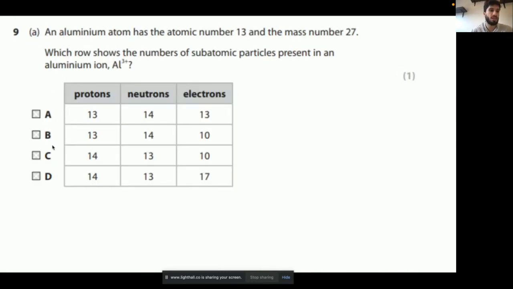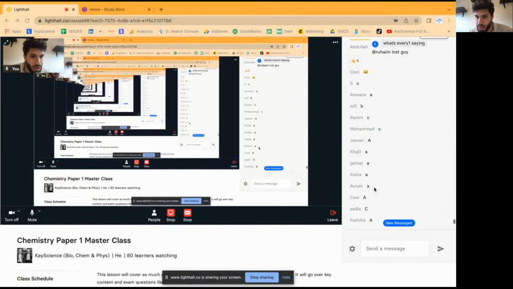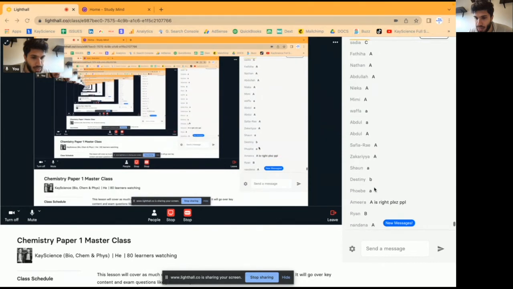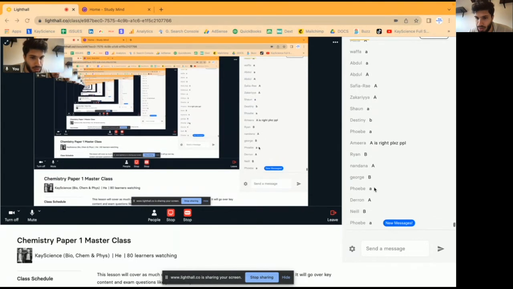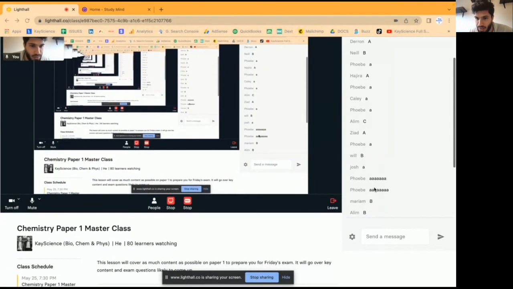9A, is it A, B, C, or D? I'm going to give you 20 seconds to figure this out. Okay, what do we think it is? I see C's, A's, B's, C's, A's, A's, C's. So A is the predominant one. I see a B in there. I see a couple people getting B's.